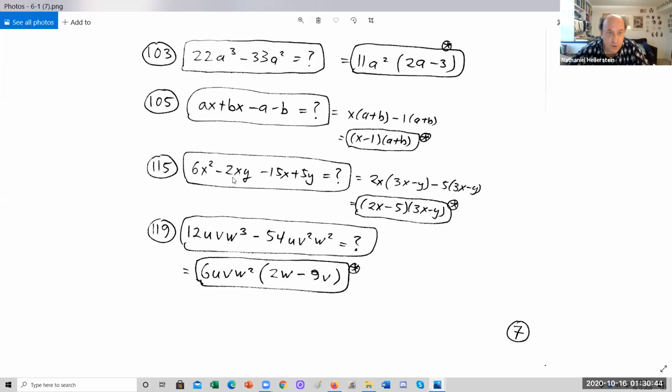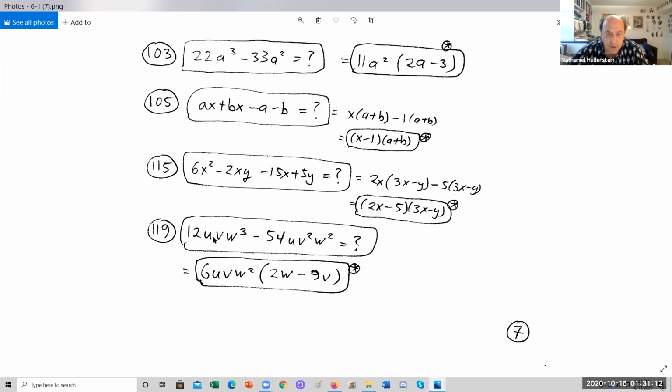6x squared minus 2xy minus 15x plus 5y. All right, now 6x squared minus 2xy, common factor of 2x. Remove 2x from this and this, we're left with 3x minus y. We pull out a common factor of minus 5. Again, we'll have a 3x minus y. So remove the 3x minus y here times 2x minus 5 here.